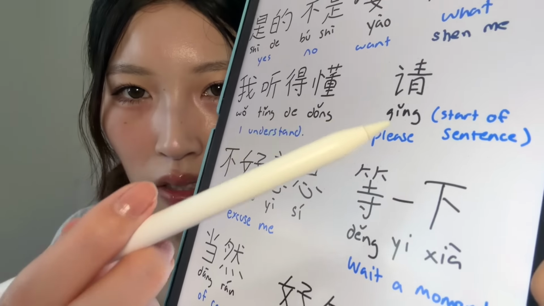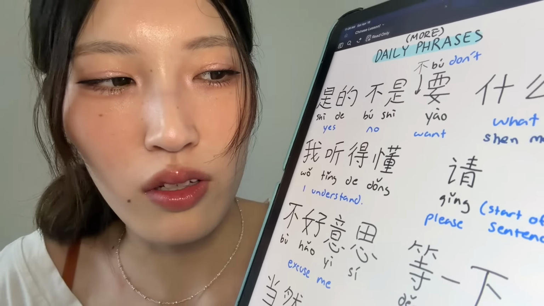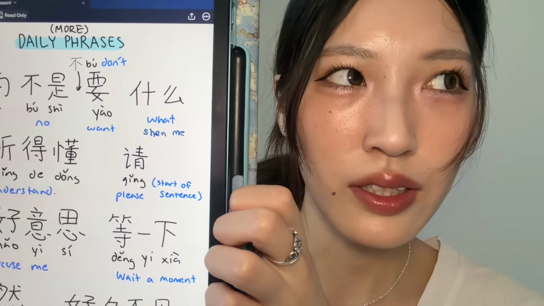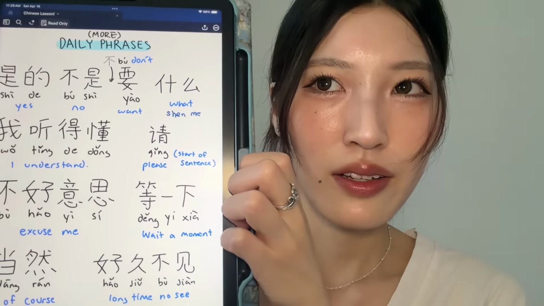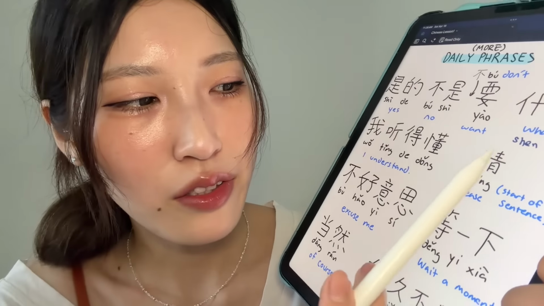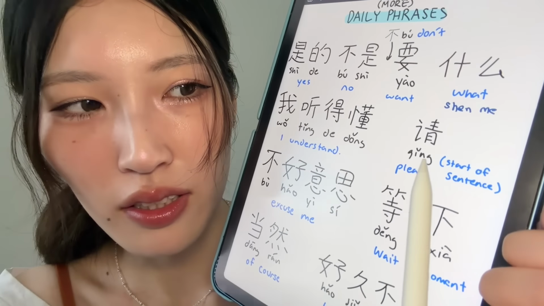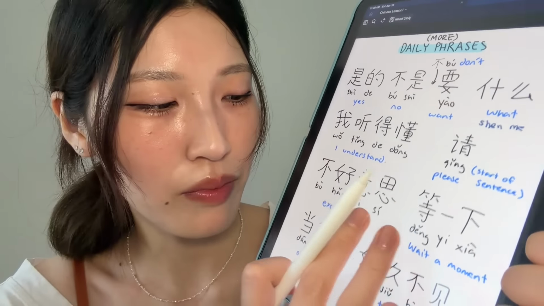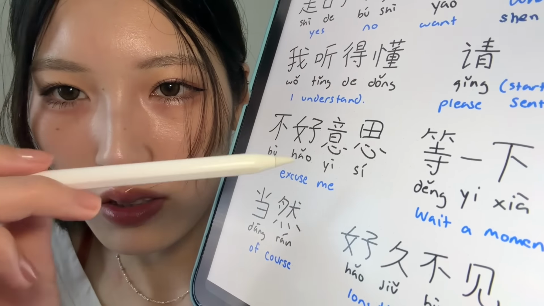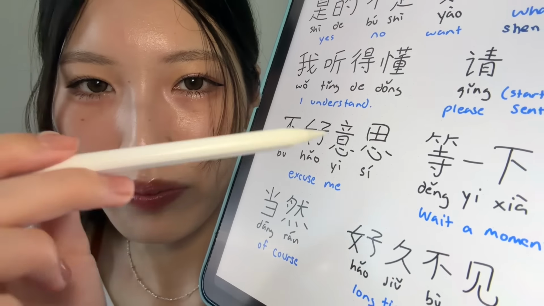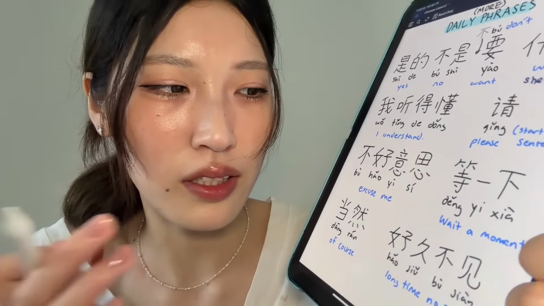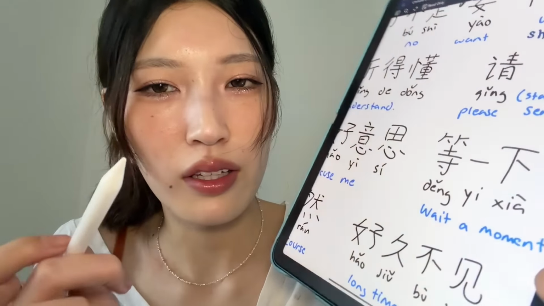So 请, this you would usually plug in at the start of a sentence. So 请走开, 请滚. Okay, that's a bit extreme. So please do something, 请, and then whatever it is. 不好意思, 不好意思. Excuse me. You say this before you ask something. Oh, 不好意思,厕所在哪里? That kind of thing.